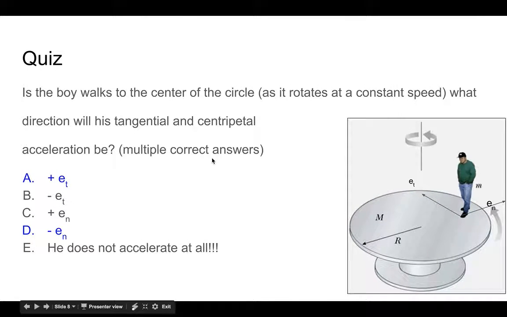So as you can see, it is in the positive e sub t direction and the negative e sub n direction that he has acceleration. And what you would want to do is use the head to tail rule that Matt explained earlier.